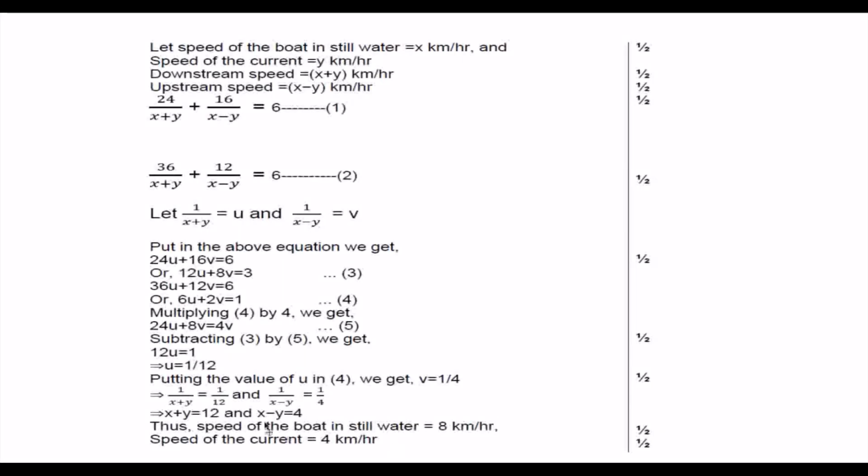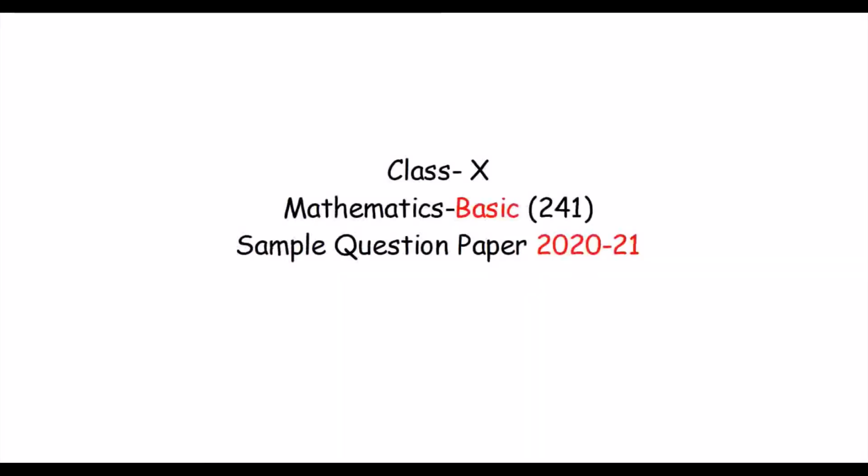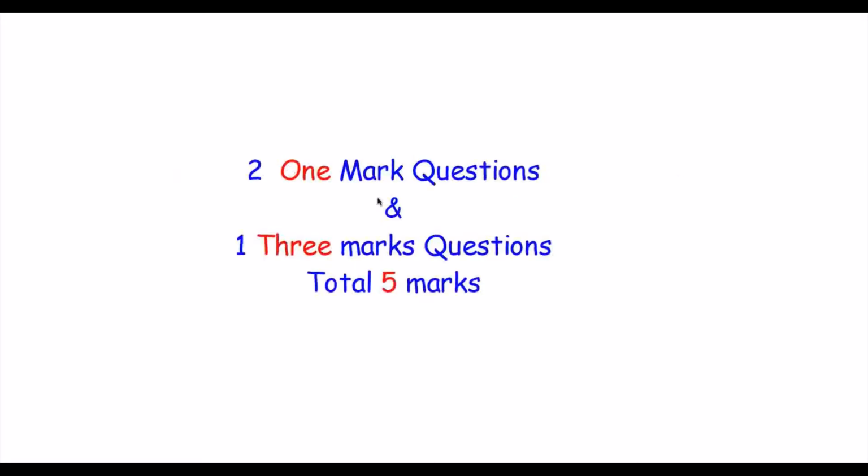The answer is speed of the boat in still water 8 km per hour and speed of the stream is 4 km per hour. Now let us look at the basic question paper. For basic, 2 1-mark questions and 1 3-mark question, that is total 5 marks questions may be asked.